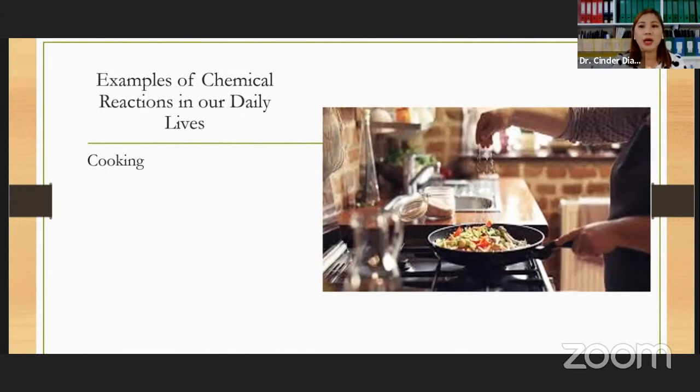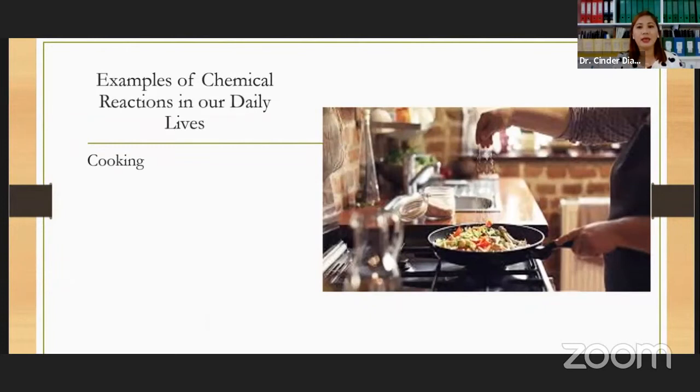Mixing flour, sugar, and salt is not a chemical reaction. Neither is mixing oil and vinegar. But cooking an egg is a chemical reaction because heat polymerizes proteins in the egg white, while the hydrogen and sulfur in the yolk can react to form hydrogen sulfide gas.